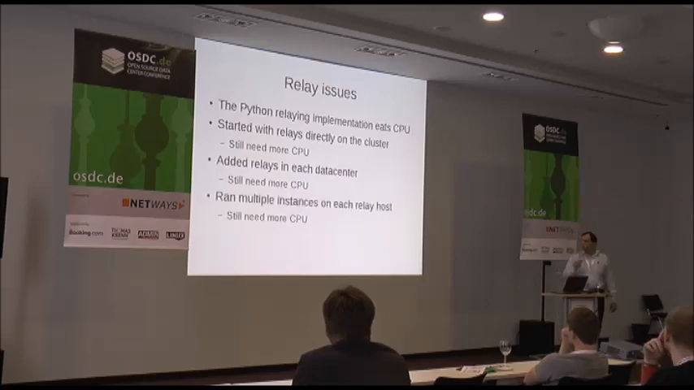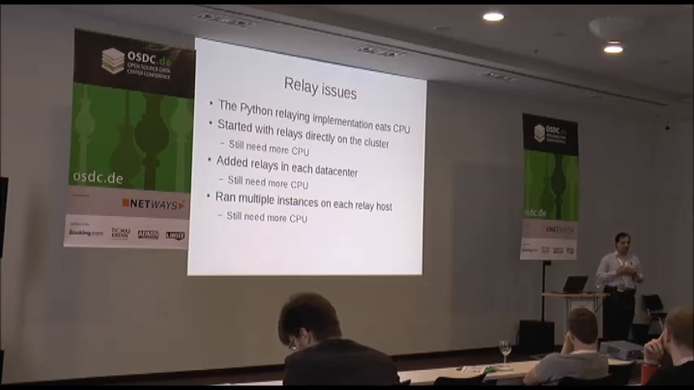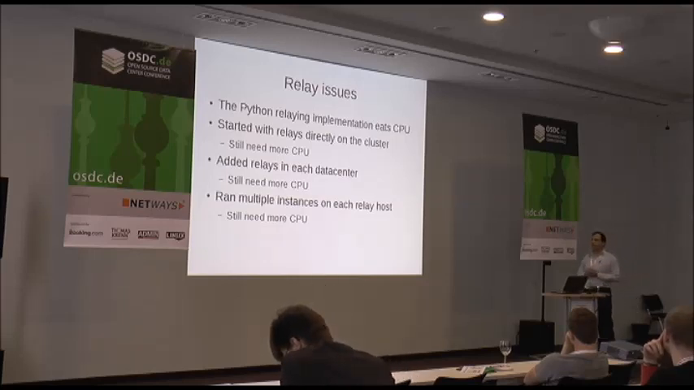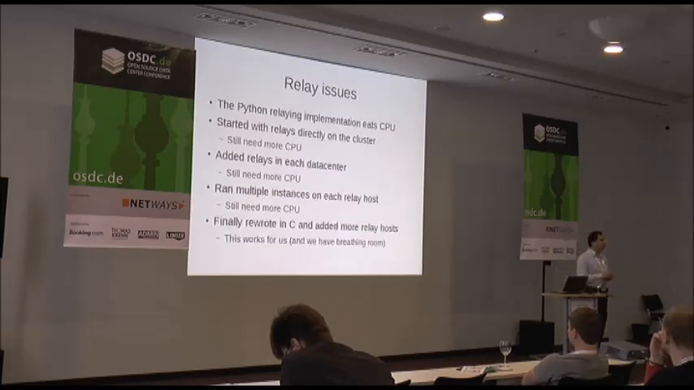Added relays in each data center, still need more CPU. So we set up an HAProxy instance which did TCP level load balancing, and we still needed more CPU. We had 20 processes on each box. And this was still when we were doing the 25 million metric per minute number. And then we finally ended up rewriting it in C. This is open sourced, URLs at the end of the slide set. And we added a few more relay hosts. And this kind of works for us.